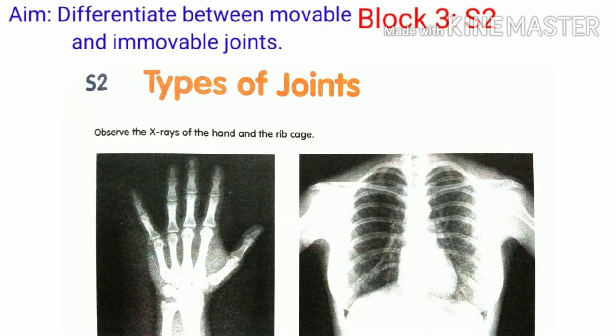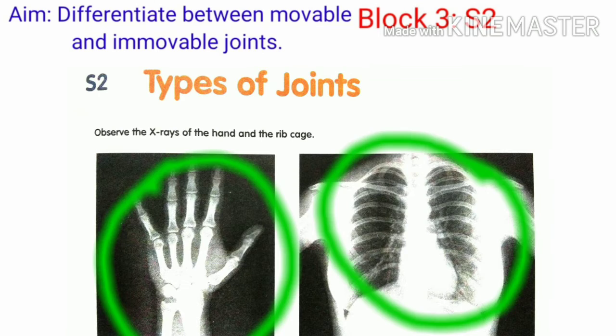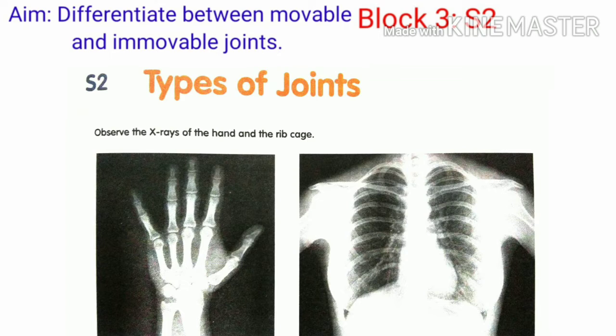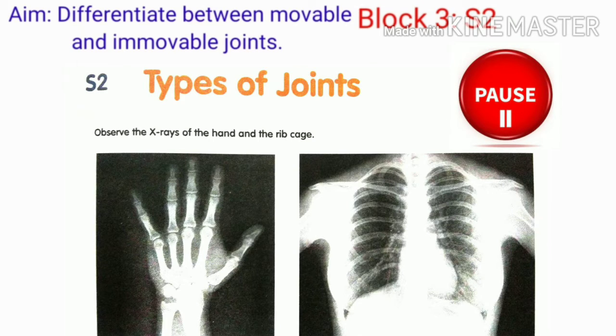Now, I want all of you to open S2 of block 3, that is page number 23, and observe the X-rays of hand and rib cage. Now, try to move these parts of the body and open a notebook and write how the two joints are similar and how they are different. Now, I want all of you to pause this video and do this activity and come back.